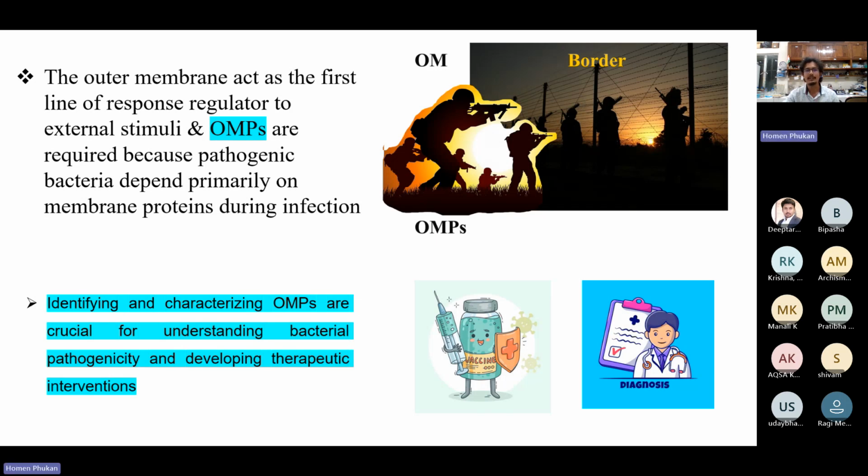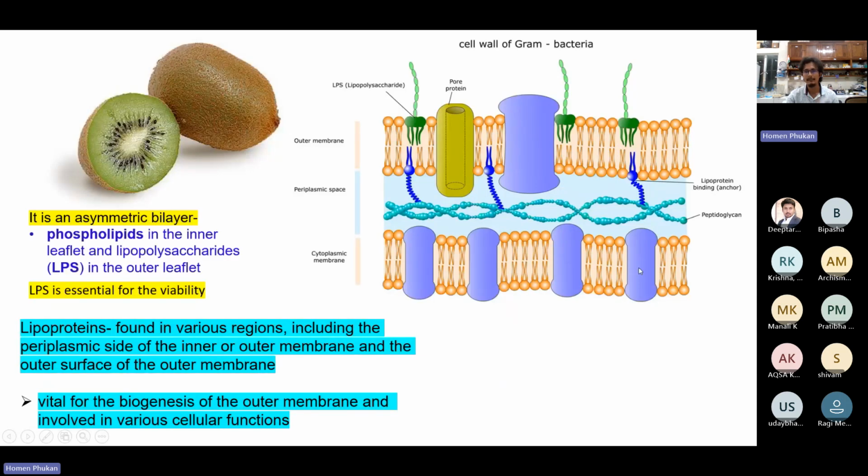As you can see, the membrane itself is quite an asymmetric bilayer, where phospholipids are present in the inner leaflet and lipopolysaccharides in the outer leaflet. This lipopolysaccharide is essential for its structural viability. Lipoproteins are present between the outer and inner membranes, in the periplasmic space, and also on the surface of the outer membrane. They are important for biogenesis of the outer membrane and are involved in various cellular functions.